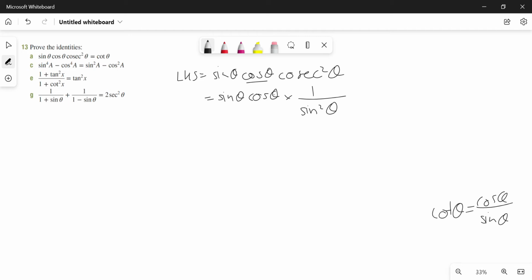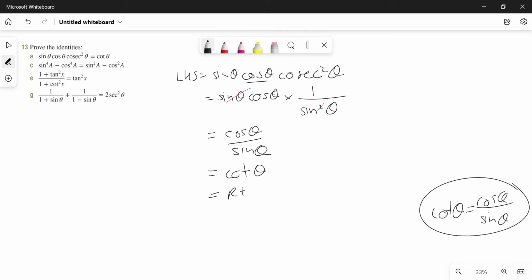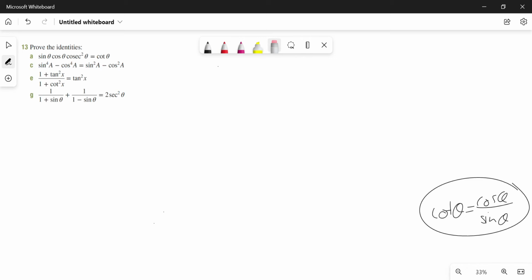And then you'll note that one of these will cancel. And if one of those sines cancel, you're left with a cos theta over a sine theta, which is what we want because we know that is cot theta. So that does equal the right hand side, and then you can say therefore, and then just write down the identity there, the equation, sorry. All right, so let's look at the C.